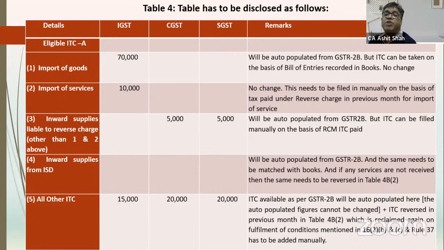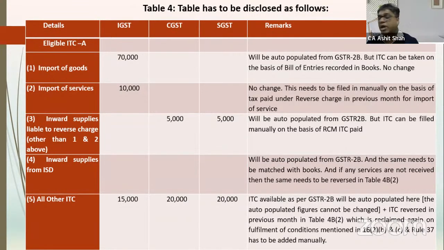So this will be auto-populated from GSTR 2B. But ITC can be filled manually on the basis of RCM ITC paid. That means it will auto-populate, but apart from that, if something is required to be paid under reverse charge, then we have to edit it. Now under what circumstances would that be? Suppose a registered person has availed the services of an advocate, and that advocate is not registered with GST, then naturally he will not file his GSTR 1, so it will not come in 2B. Therefore, in respect of such transactions, this detail has to be manually filled, and therefore it has to be edited. So here we have to edit and fill it.